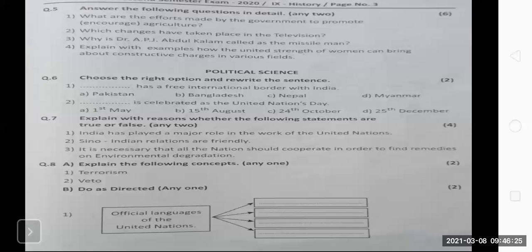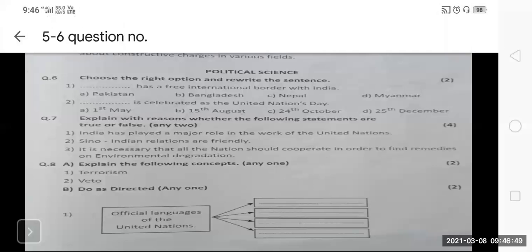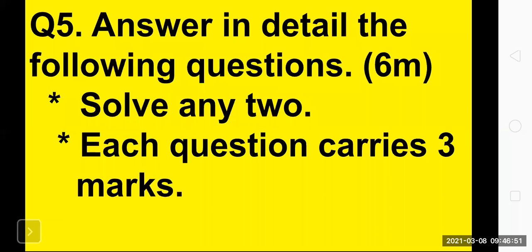Again, question number 6, which is from political science, is to choose the correct option and rewrite the sentence. In this portion, we have to solve the given 2 questions. It is for 2 marks, and 2 questions are given, and we have to solve both. Now let's start our practice, because today we will do question number 5 and 6. We will practice how to write question number 5 and question number 6.